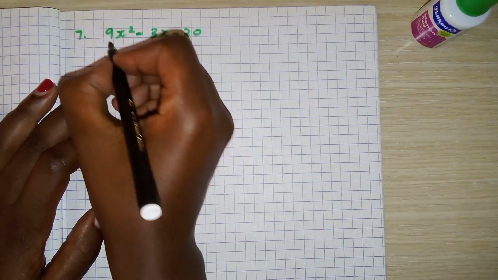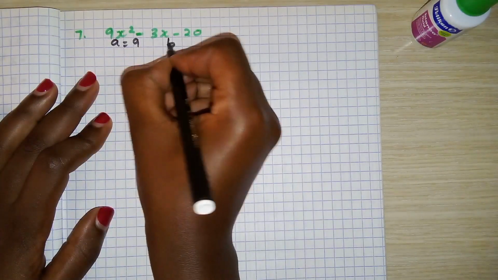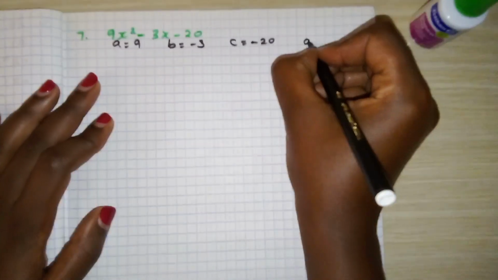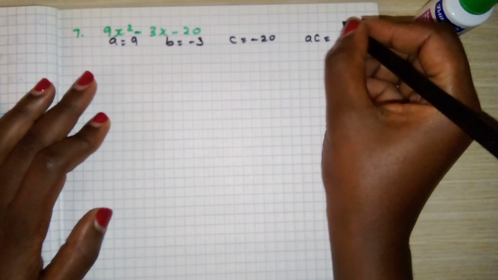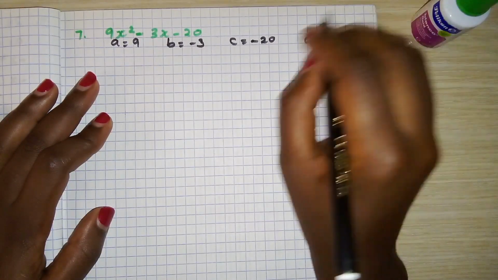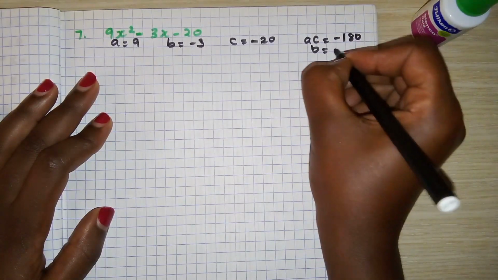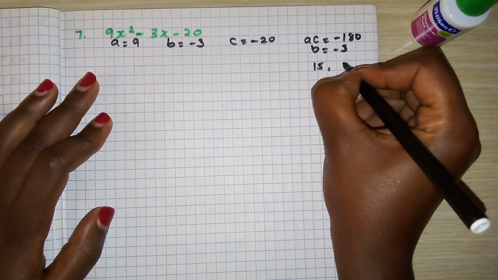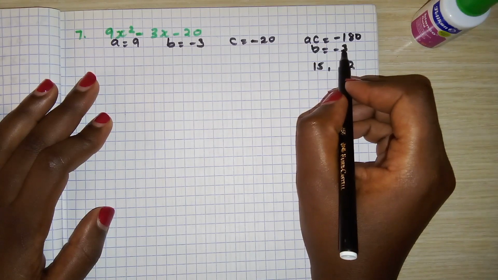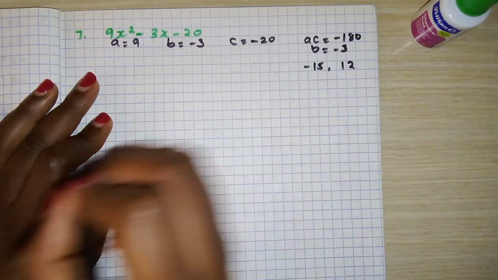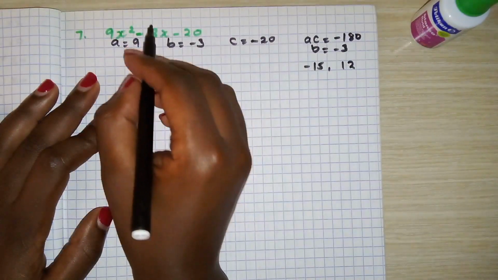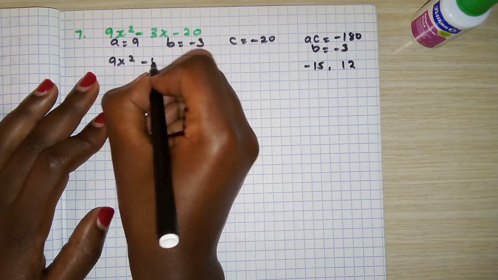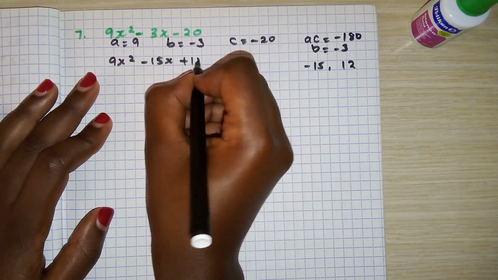That's it. Number 7, A is 9, B equals negative 3, and C equals negative 20. AC is 9 times negative 20, that would be negative 180. B equals negative 3. 2 factors would be 15 and 12. To make it a negative 3, we'll make the big number a minus. So replace this 3x with this. So 9x squared minus 15x plus 12.